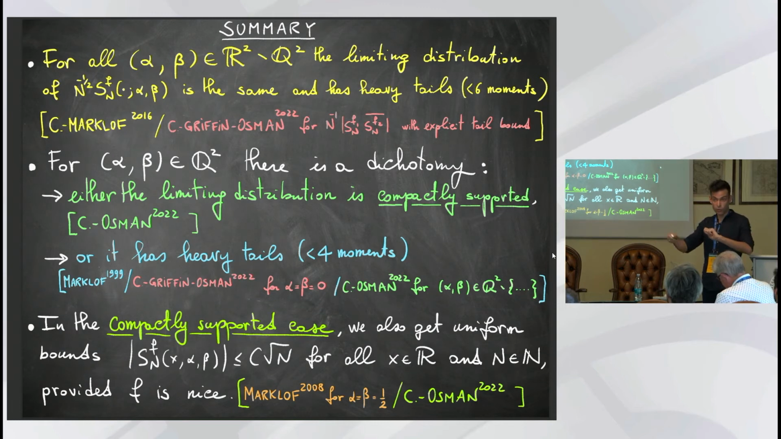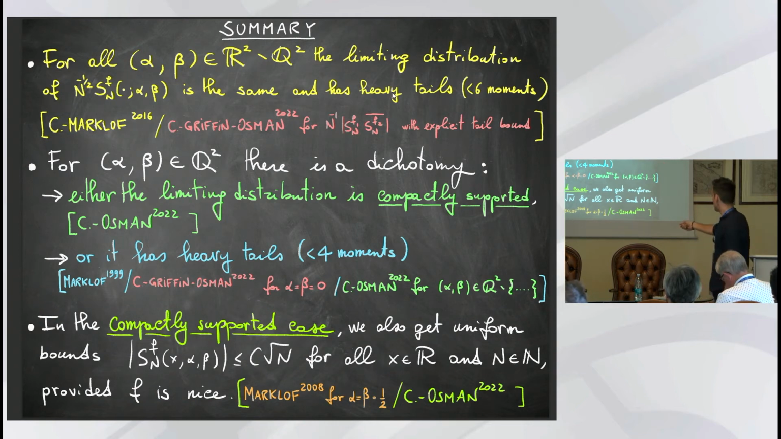So can we prove that these things are just bounded for every n? And that's what I've written here, and that's what I want to talk about today. So in the case of parameters alpha and beta for which we know that there is a compactly supported limiting distribution, we actually prove something stronger here.